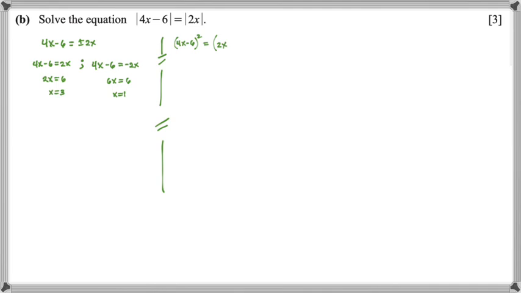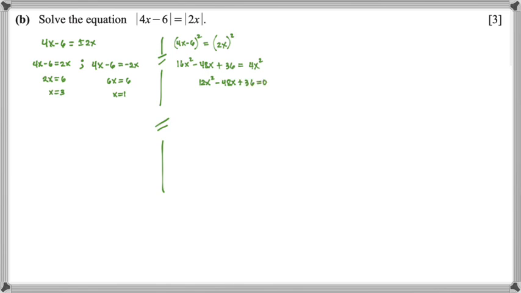the square of 2x, or 2x squared. So expand this one, you get 16x squared minus 2 times 4, 8 times 6 is 48, so minus 48x, plus 6 times 6 is 36, which is equal to the square of 2x, which is 4x squared. Now, combining like terms, 16x squared minus 4x squared will get 12x squared minus 48x plus 36 is equal to 0.